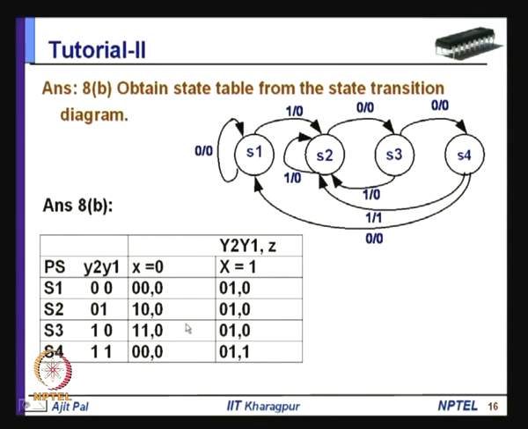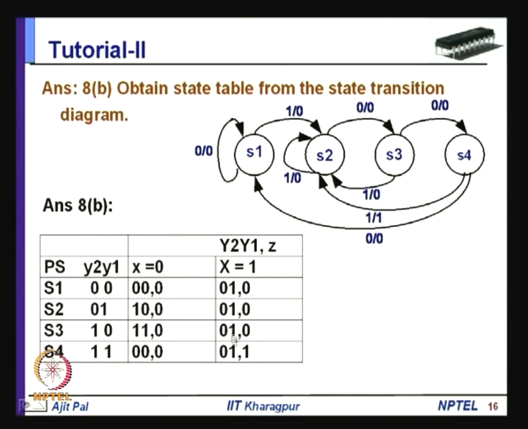So, from this you can very easily write down the equations for y2, y1 and z. So, z is true only here. So, z will be equal to x y2 y1, where x is equal to 1, y2 is equal to 1 and y1 is equal to 1. And you can see this is y2 and this is y1. So, y1 will be equal to x in this case. That means, when x is equal to 1, for all the state combinations, it will go to y1.